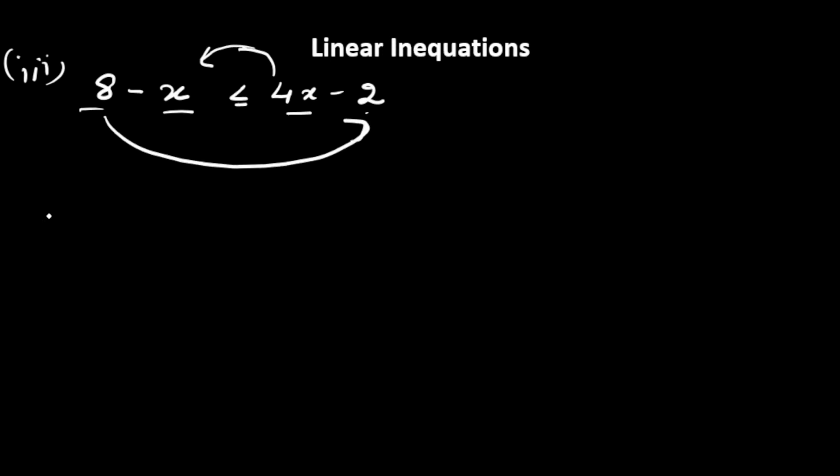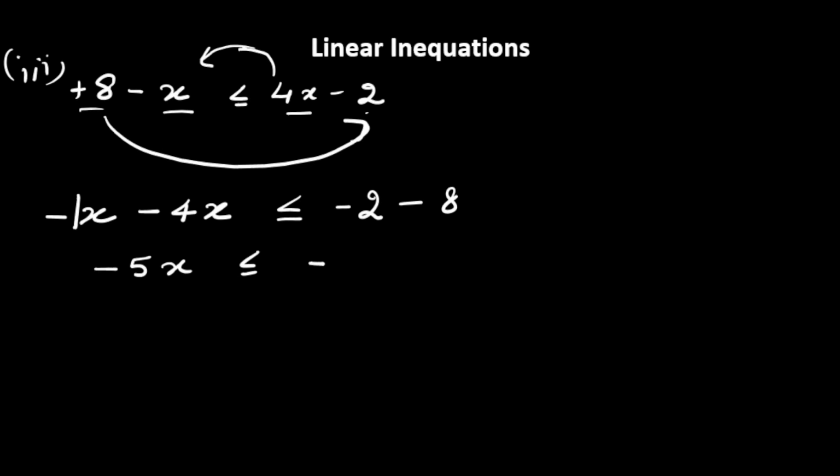So this 4x we have to shift to the other side and 8 we have to shift to the other side. Here negative x is there, as it is I will write. When 4x is shifted to the other side, it will become minus 4x, less than or equal to. Here negative 2 is already there, and when we shift 8 to the other side, because it's positive 8, as per the rules which I have explained before, the positive number will change to a negative number. Now we can simplify. Minus minus is plus, we know. So minus 1 minus 4 is minus 5x less than or equal to minus 10. Again minus minus plus, so minus 10.